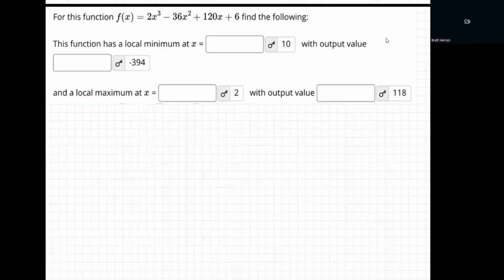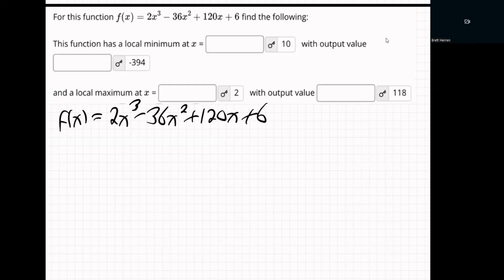In this example, we're going to take that function, bring it on down here. f(x) = 2x cubed minus 36x squared plus 120x plus 6. They're talking about finding local mins and local maxes. How do we do that? We have to take the derivative.